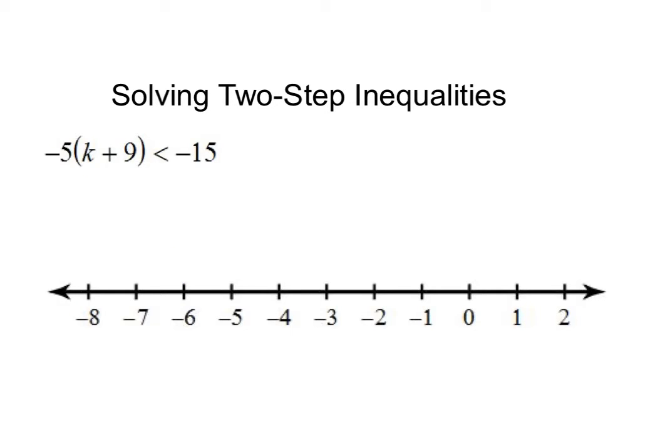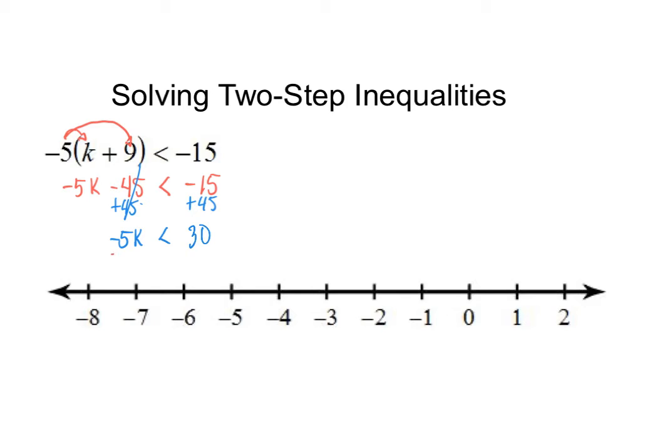So in this equation, I need to distribute the negative 5. So you are going to multiply by a negative, but this is not where you flip. I am just distributing. So negative 5x minus 45, symbol stays the same, negative 15. Now I need to add 45 to both sides. Bring down your variable. Negative 15 plus 45 will give me a positive 30.